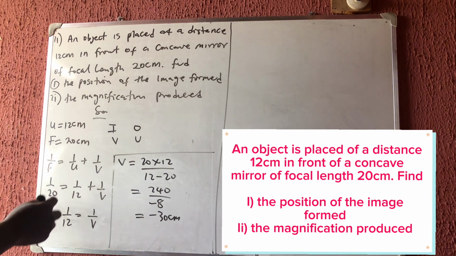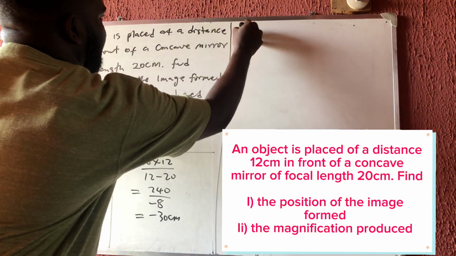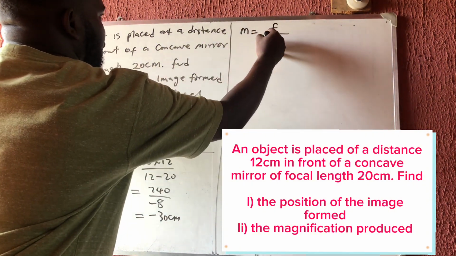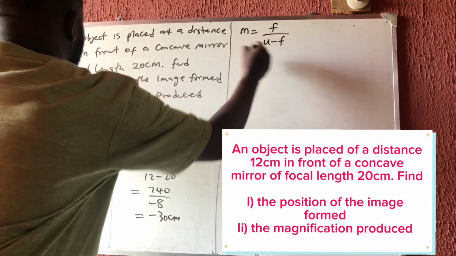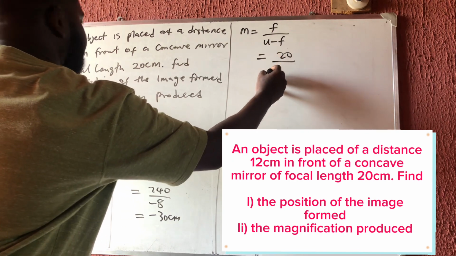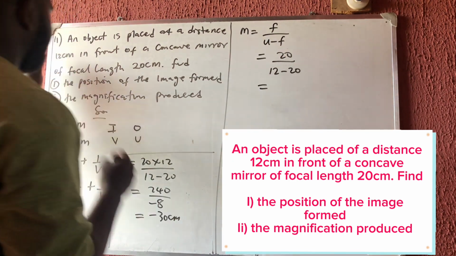So we should find the magnification. The magnification, I want to use U. Let me use U. Since this is equal to V, it means that F will be down, so F will be up for U minus F. So I'm going to have 20 all over 12 minus 20. So what do you have?